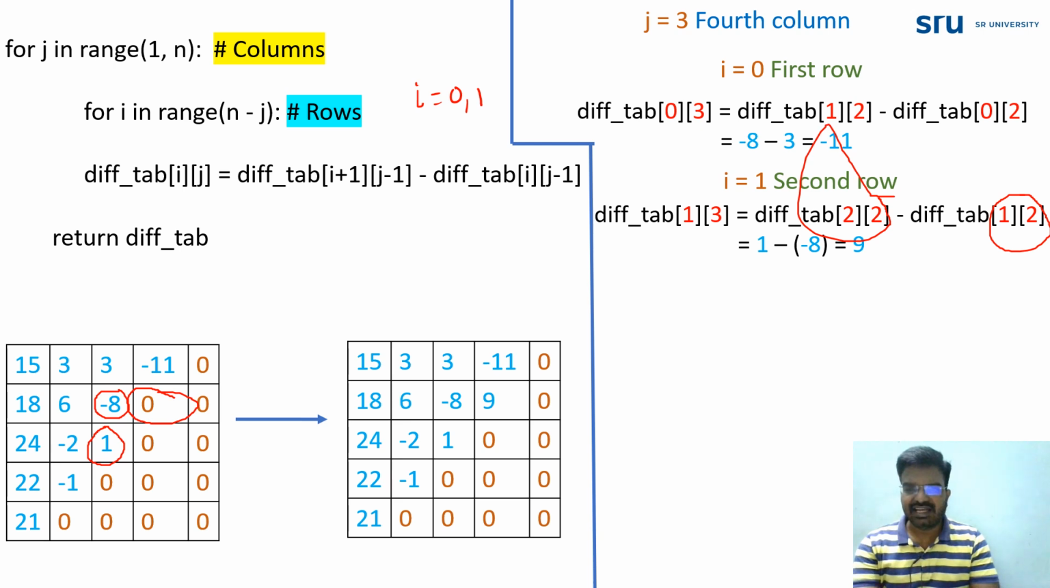And the difference 9 we have to save in the second row, fourth column. Second row, fourth column means look at this, we can save here. What is the index of this? It is 1, 3. So we are saving the result with the index 1, 3, which means we are saving in the second row, fourth column. With this difference, the fourth column is completed.